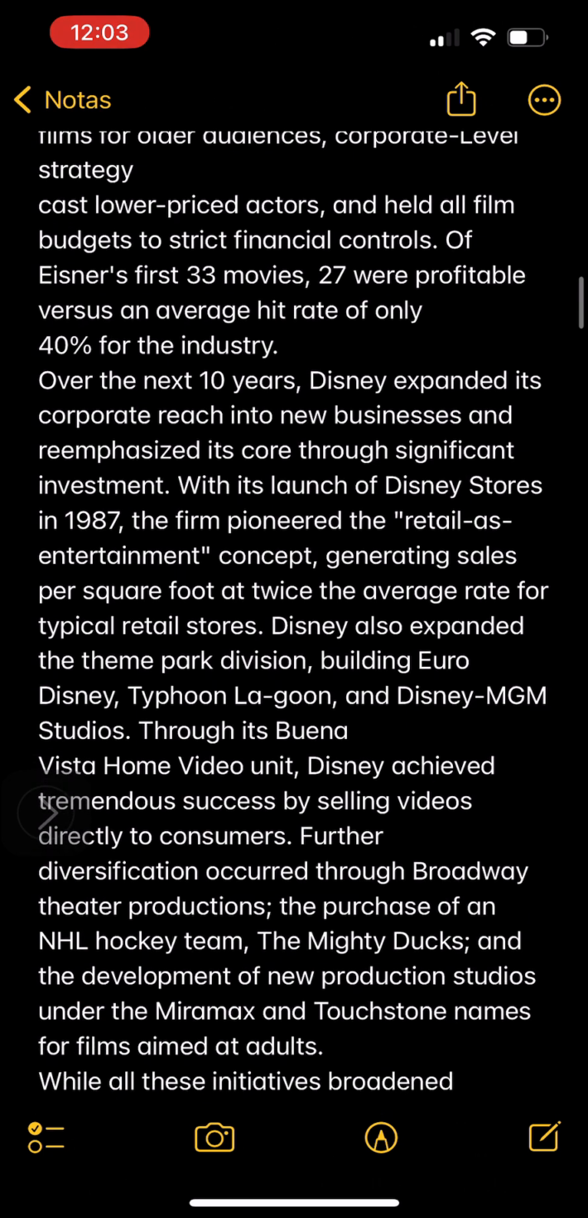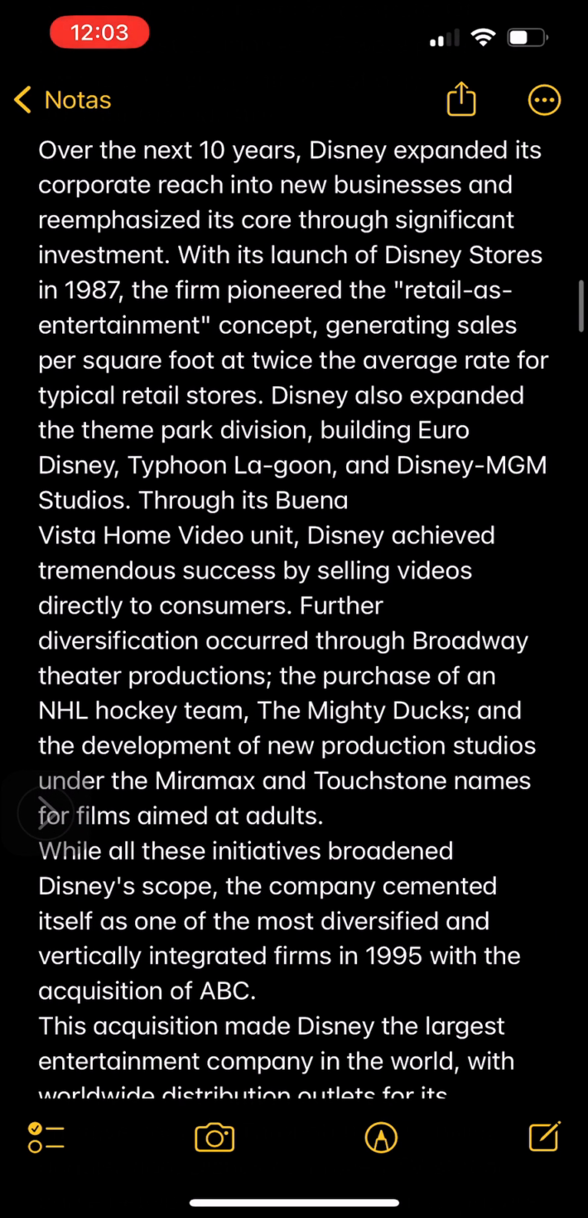Over the next 10 years, Disney expanded its corporate reach into new businesses and re-emphasized its core through significant investment. With its launch of Disney Stores in 1987, the firm pioneered the retailer's entertainment concept, generating sales per square foot at twice the average rate for typical retail stores. Disney also expanded the theme park division, building Euro Disney, Typhoon Lagoon, and Disney-MGM Studios. Through its Buena Vista home video unit, Disney achieved tremendous success by selling videos directly to consumers.